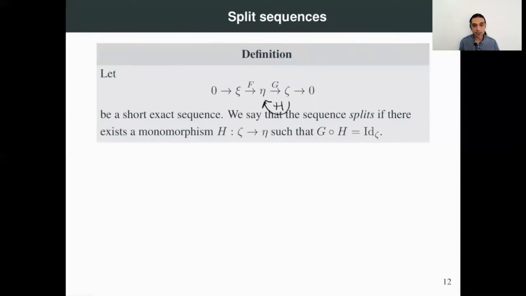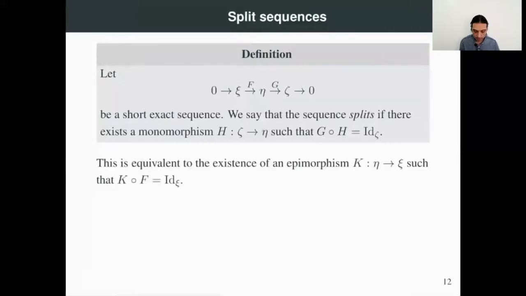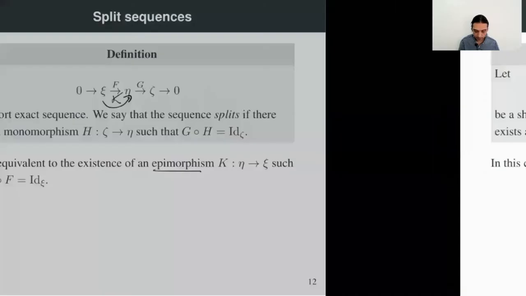This is the definition of split sequence. This is equivalent. I'm not going to do the details. I'm going to leave that task to you as an exercise. This is equivalent to the existence of an epimorphism K from B such that the composition of F and K is equal to the identity of psi, okay? So any of these two conditions are equivalent.